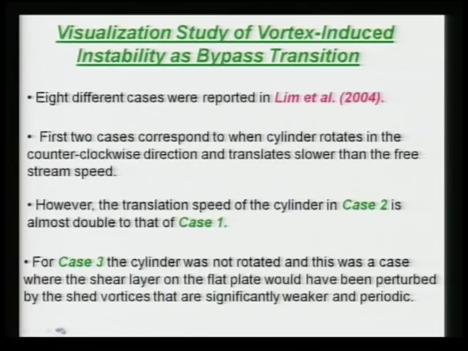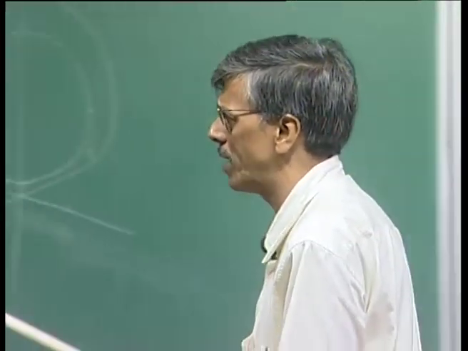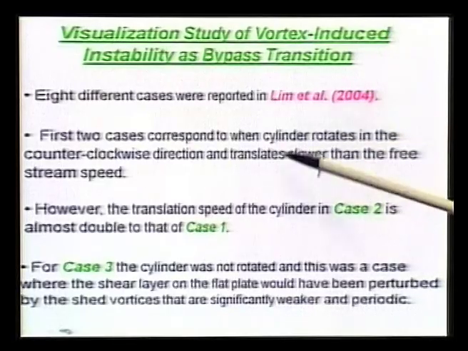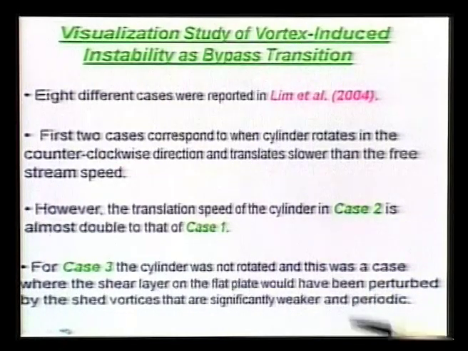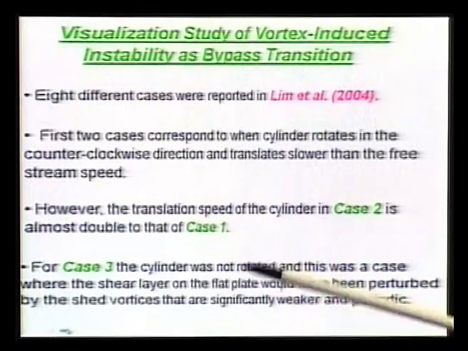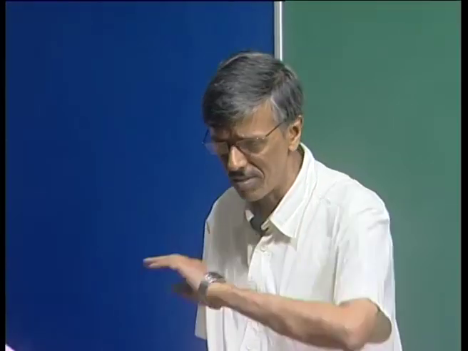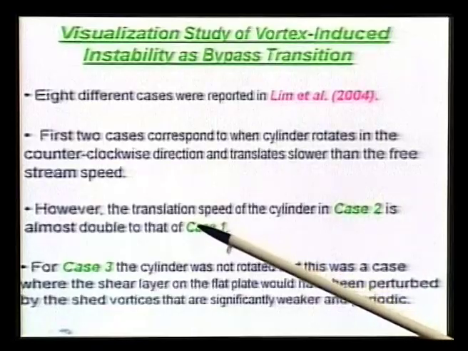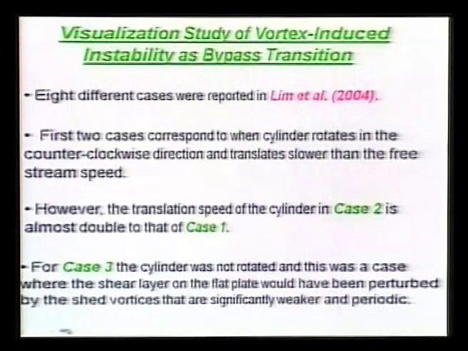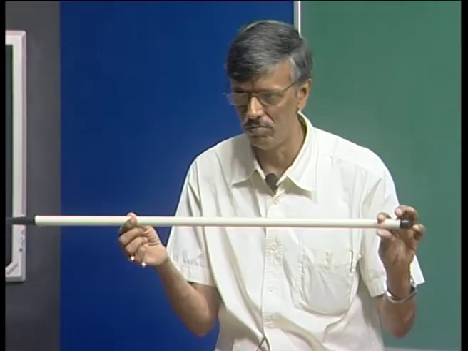Once you do that, as I showed you, 8 cases were reported in our experimental paper. The first 2 cases corresponded to when the cylinder rotated in a counterclockwise manner, and the vortex translated slower than the free stream speed. We saw 0.386 and 0.776 or so. However, we noted that in case 2, the translational speed of the vortex was significantly higher, double that of case 1. Whereas the third case was the case where the cylinder was not rotated at all.